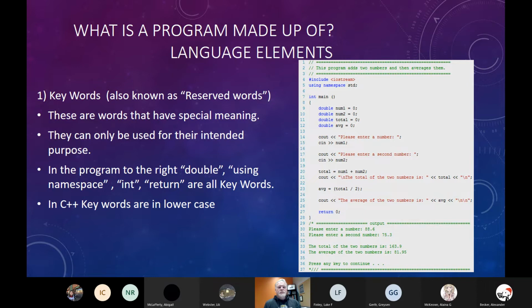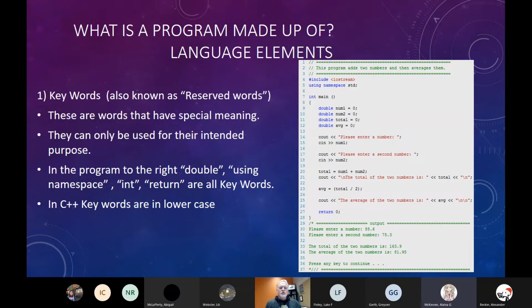All right, what is a program made up of? Language elements. There are five of these, and that's all we've got left today. Keywords, also known as reserved words. This is a C++ program over here to the right. Can you all see it well enough for me to talk about it? Can you see the double num1 equals zero? Can you read that?